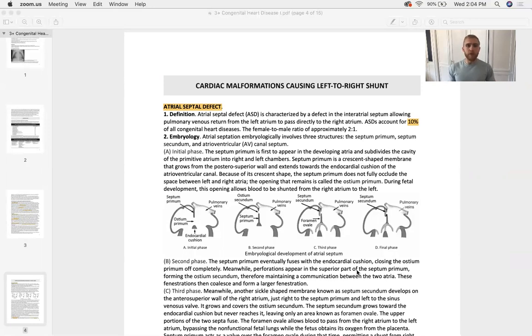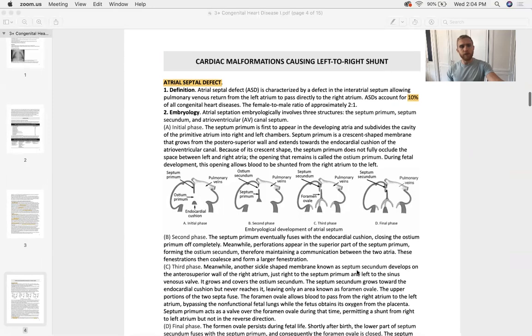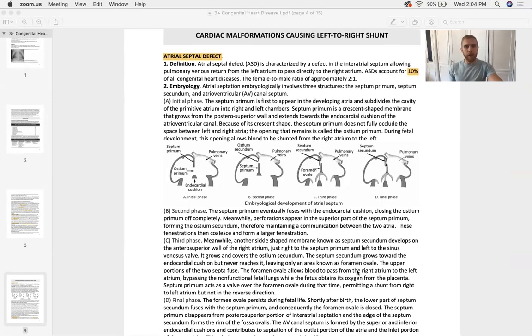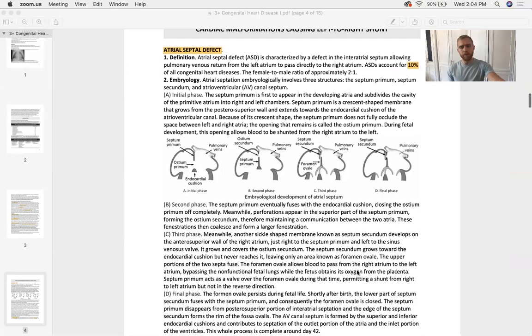What you need to know is that these are 10% of all congenital heart diseases, and it is the second most common left to right shunt behind the ventricular septal defect. This page really deals with the anatomy, and once you understand it, it's pretty easy to remember. You have one septum when your heart is still a big open cavity. You have one septum that's going to drop straight down to begin with, and that's called your septum primum.